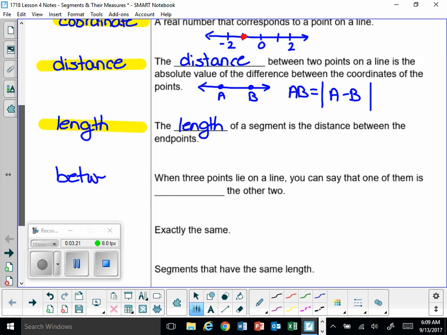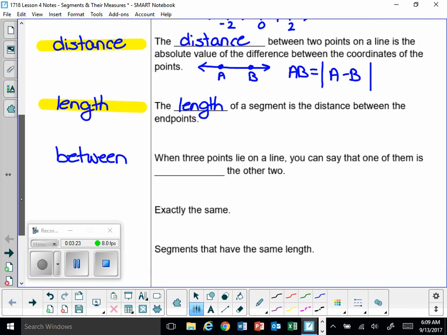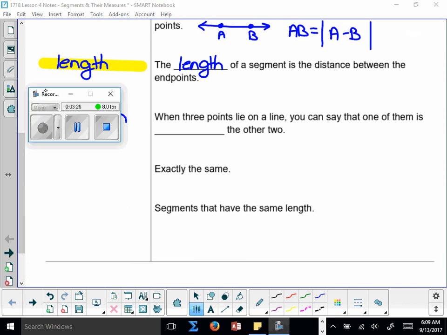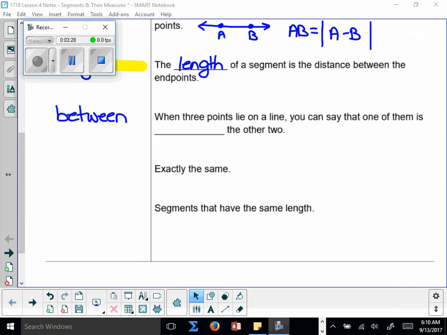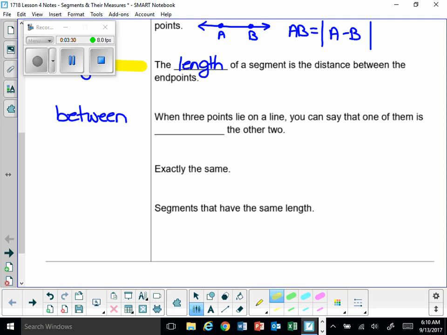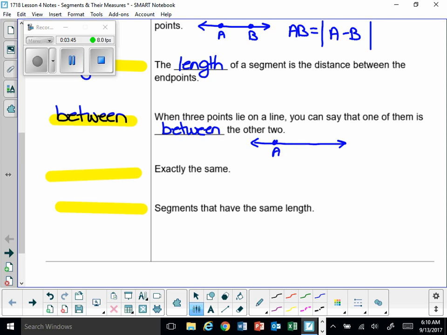Between. This idea of being between is important mathematically. When 3 points lie on a line, you can say one of them is between the other 2. So let's put 3 points on a line. Which point is between the other 2? In this case, point B.